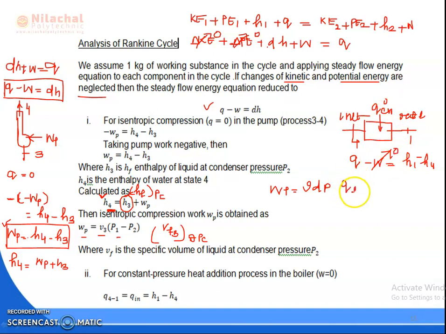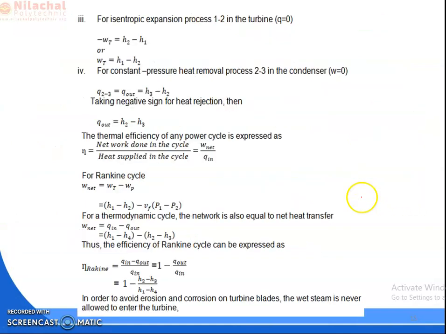Then what is your change in enthalpy? H1 minus H4. Then what is your heat addition? Q in is equal to H1 minus H4. That we got from this steady flow energy equation.